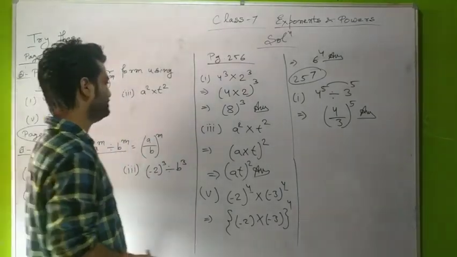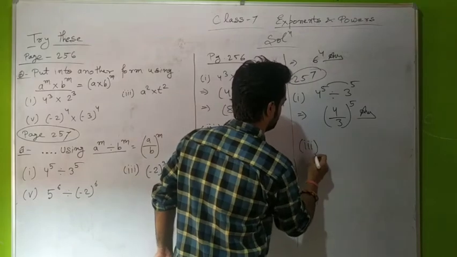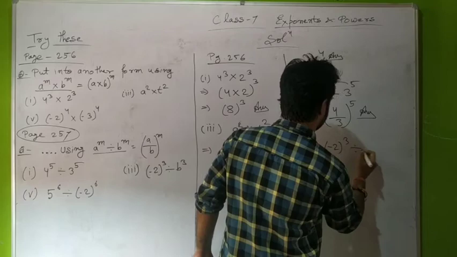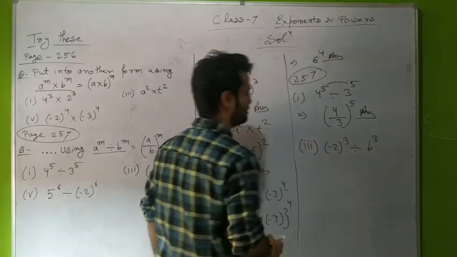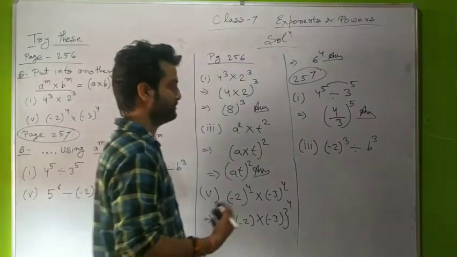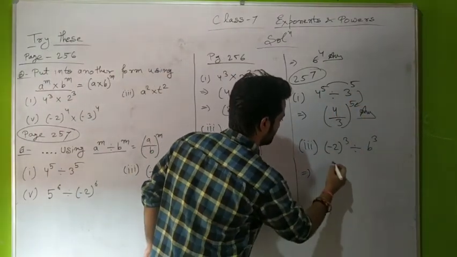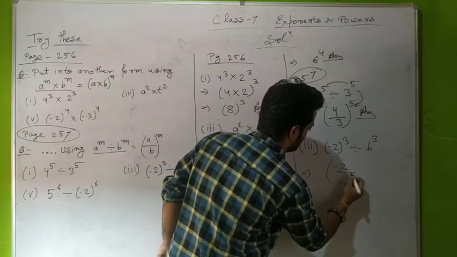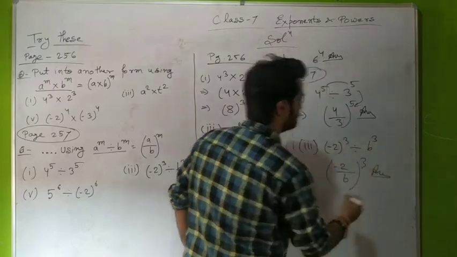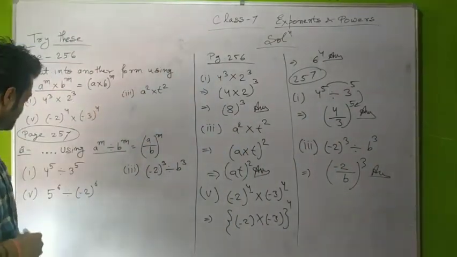Let's come to the third one. Minus 2 to the power 3 divided by b raised to the power 3. How will we solve this question? In the same way we did the first question. We can write it as minus 2 upon b raised to the power 3. Easy. Nothing else you have to do in these questions.